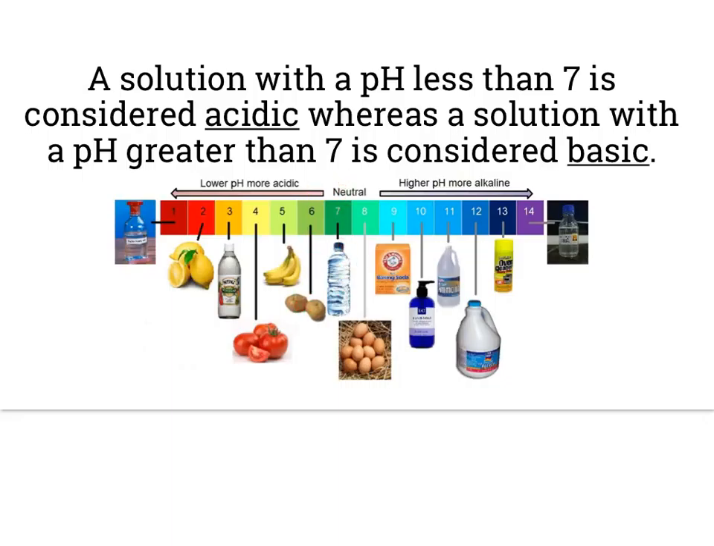And water's about 7. Eggs are kind of slimy. They're 8. Baking soda is a base. We got hand soap. We got ammonia. We got bleach. We got oven cleaner stuff. Okay, didn't know they sold that. Okay, so there you go. That's just kind of an idea of what common things you deal with, what their pHs are.